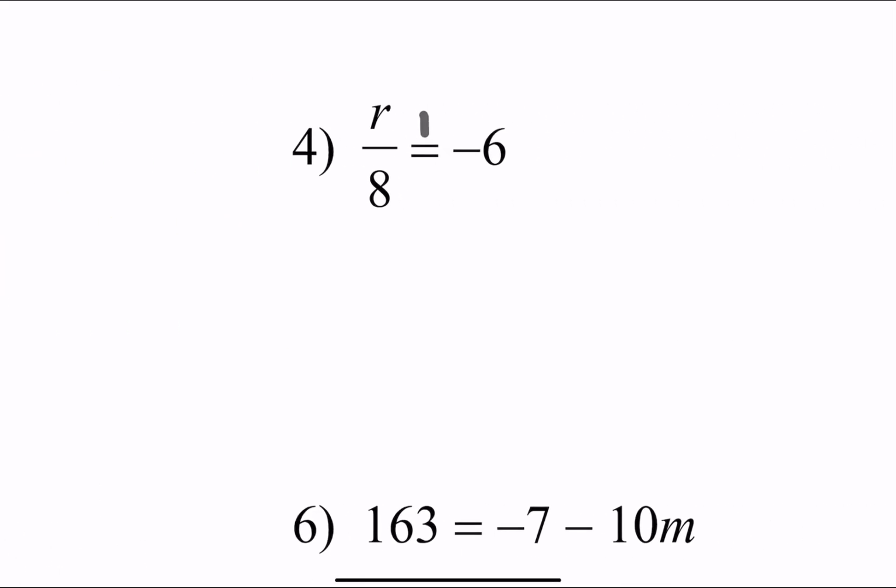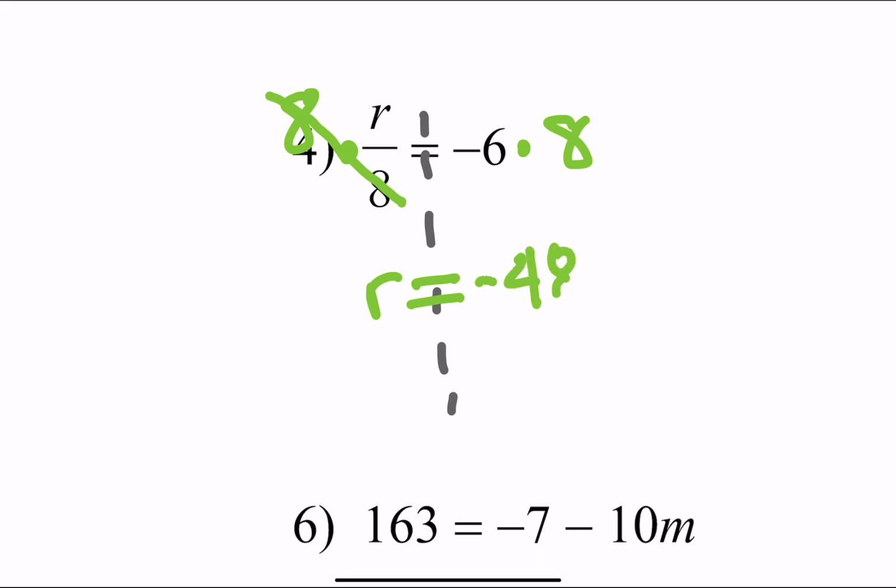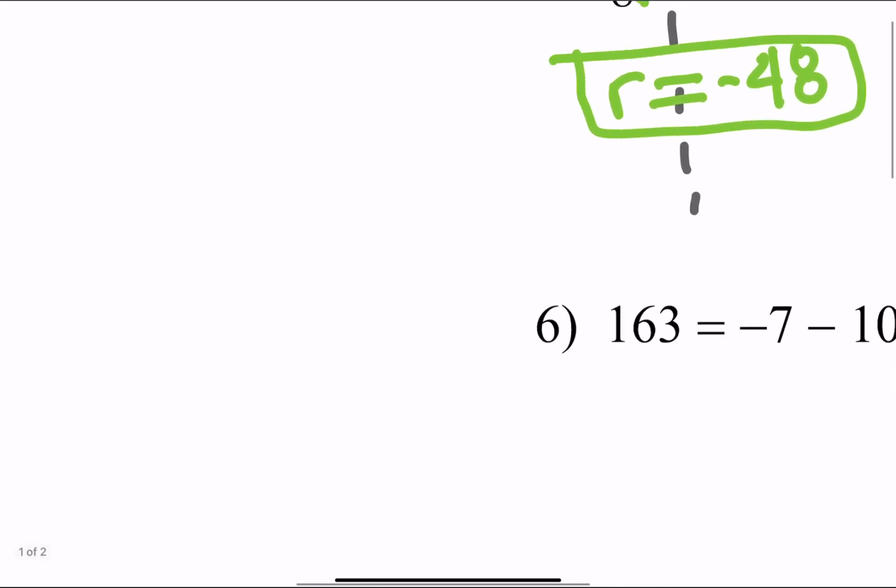All right, next up, we're going to draw our balance bar again. We have r over 8 equals negative 6. Now, remember, fraction bars mean division. So if we're dividing r by 8, we must multiply by 8 on both sides, because a multiplied 8 and a divided 8 cancel out. We're left with just that r. Negative 6 times 8 is negative 48. R is by itself, which is what we want, so that is our final answer.